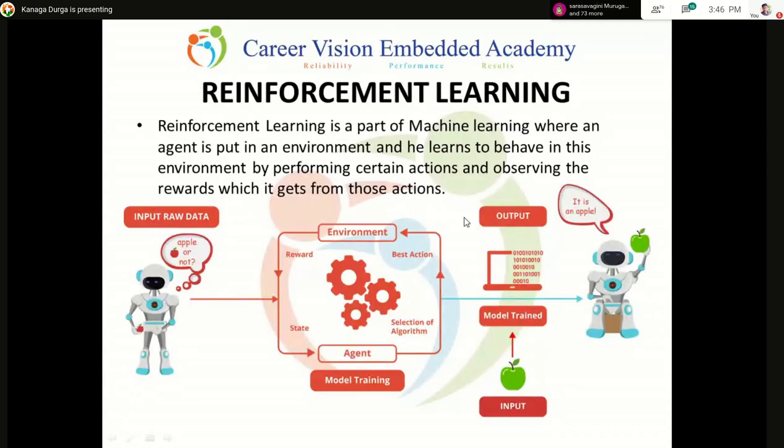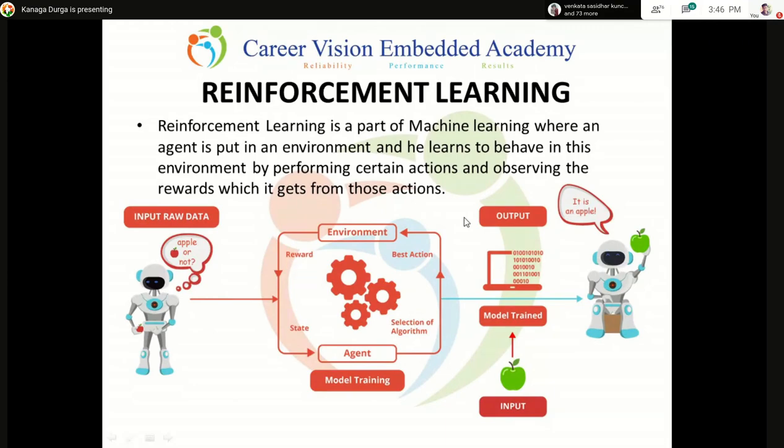Based on the reward, which is nothing but the feedback it gets, it will understand its environment, and its actions will reflect that reward in future outcomes. So this is how reinforcement learning works.